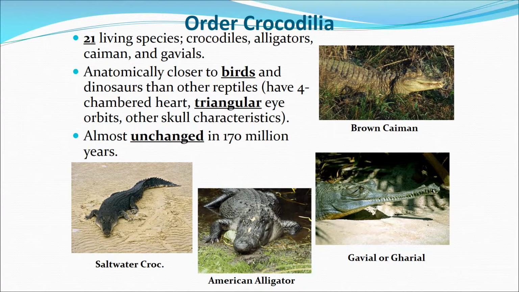Okay, moving on to the crocodiles. There are 21 living species, and the difference is you've got crocodiles, alligators, caiman, and gavials. They're anatomically closer to birds and dinosaurs than the other reptiles, so they're very closely related to birds. And they have a 4-chambered heart, triangular eye orbits and other skull characteristics that are similar to birds. And these species have remained almost unchanged in 170 million years. That means they are very well adapted to their environment, and their environments really haven't changed all that much.